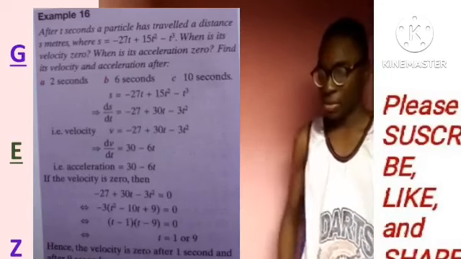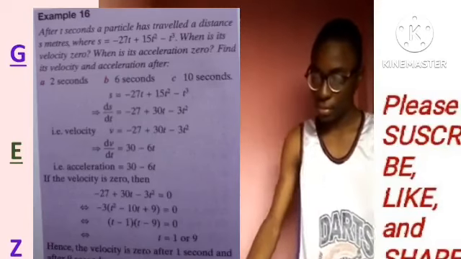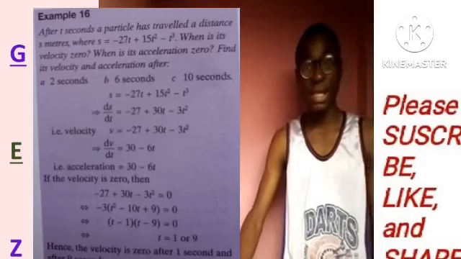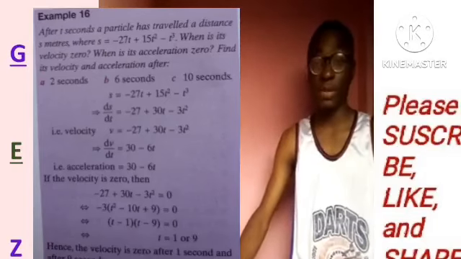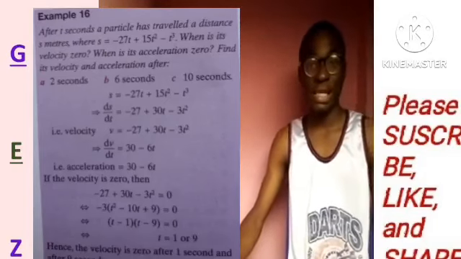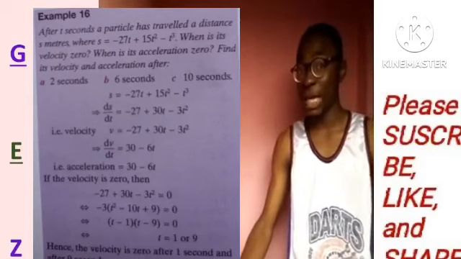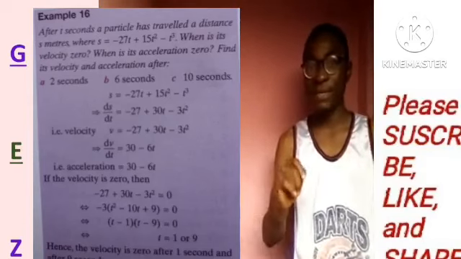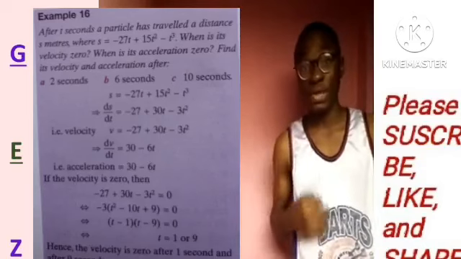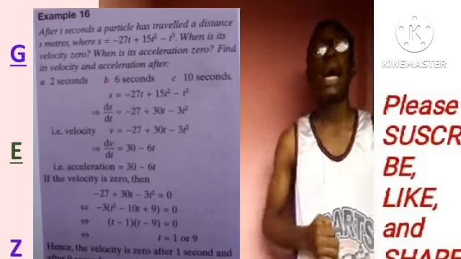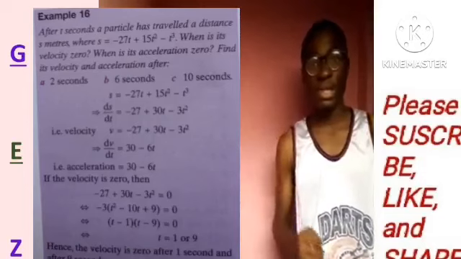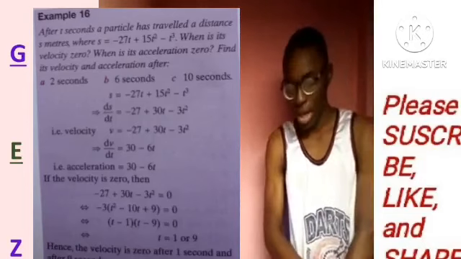Now velocity is equal to the change in distance with respect to time. That means the derivative of your distance with respect to time is equal to your velocity, and in turn the derivative of your velocity with respect to time is equal to your acceleration.